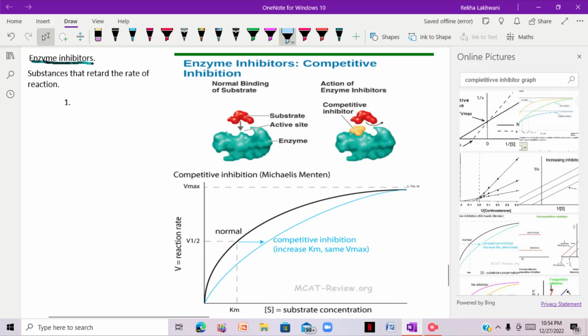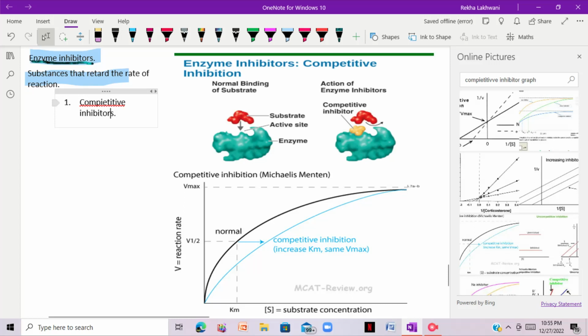So there are three types of inhibitors. The first is competitive inhibitor. What happens in this basically? Competitive inhibitors. Now, what happens in this?